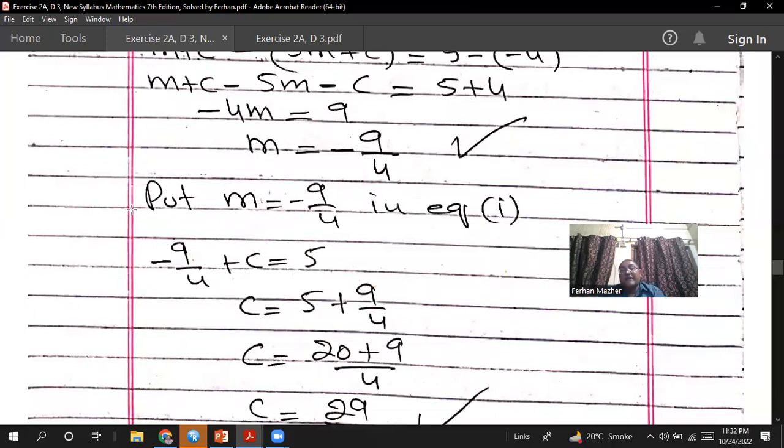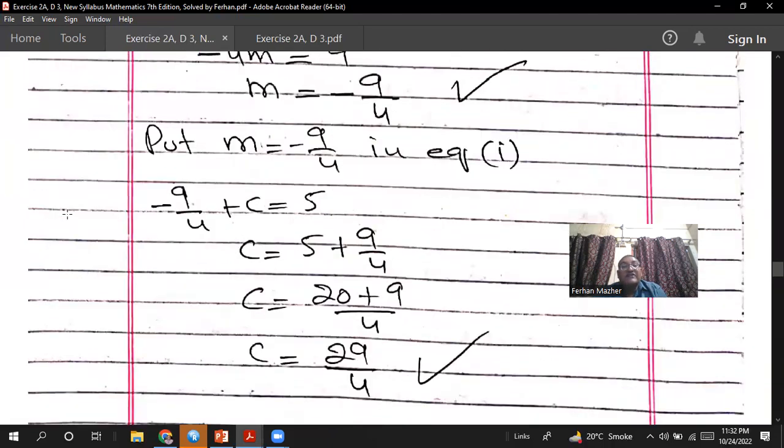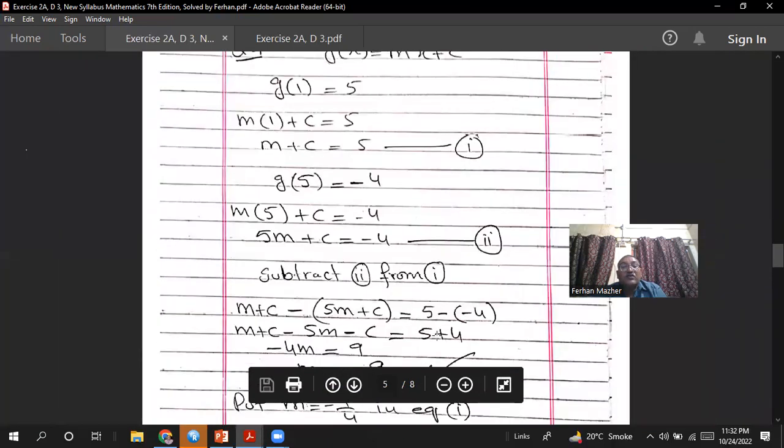We will take the LCM. LCM is 4. So c will be equal to 20 plus 9, and the whole thing divided by 4. So that will be 29 by 4. So that is the right answer. So this is how you will do this question. Let me try to show you the whole question.